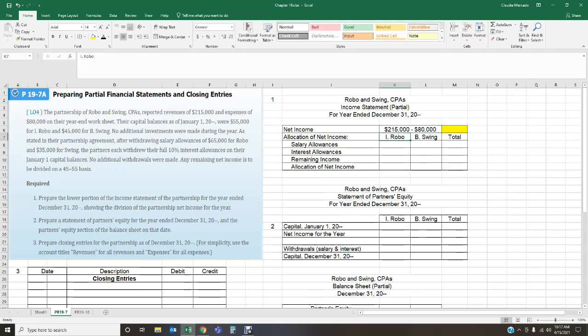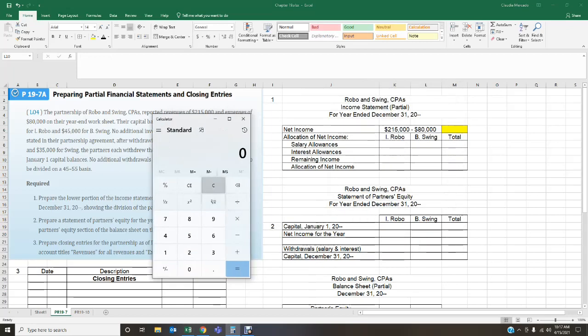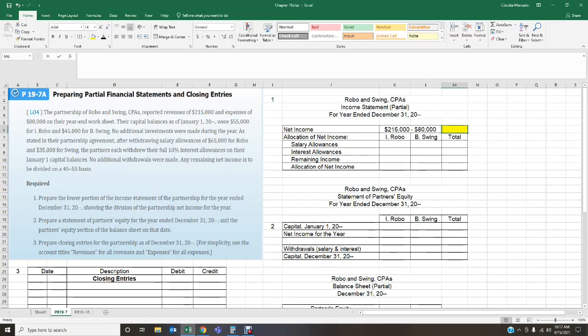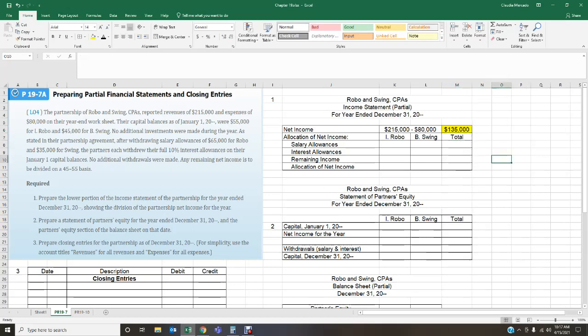So $215,000, let me get my calculator, is my revenues minus my $80,000 expenses. That means I have net income of $135,000. This is the amount that I'm going to distribute or allocate amongst my two partners.